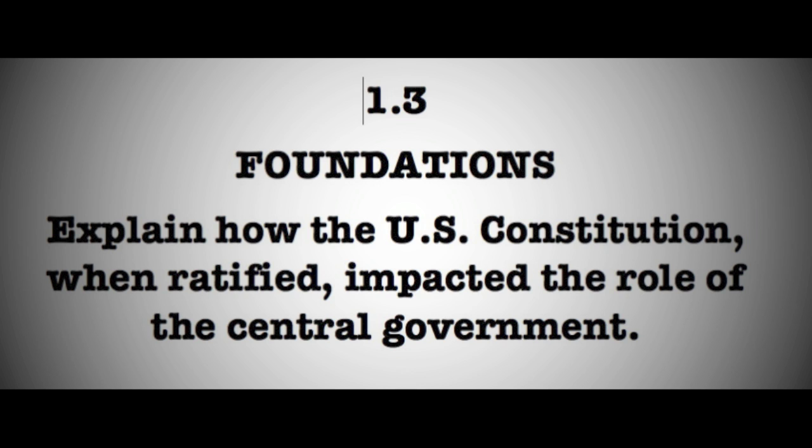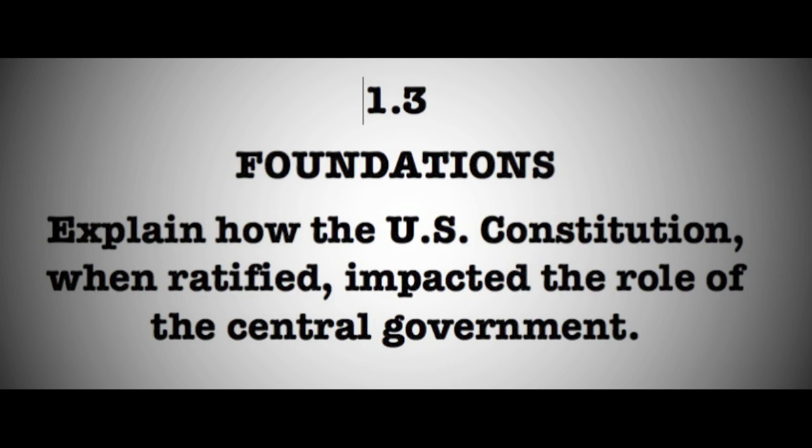Article 3 describes the powers of the judicial branch. Alexander Hamilton called the judiciary the least dangerous branch. The authority of the Supreme Court would grow as subsequent Congresses gave it more and more power. The Supreme Court was empowered to interpret what our laws mean.